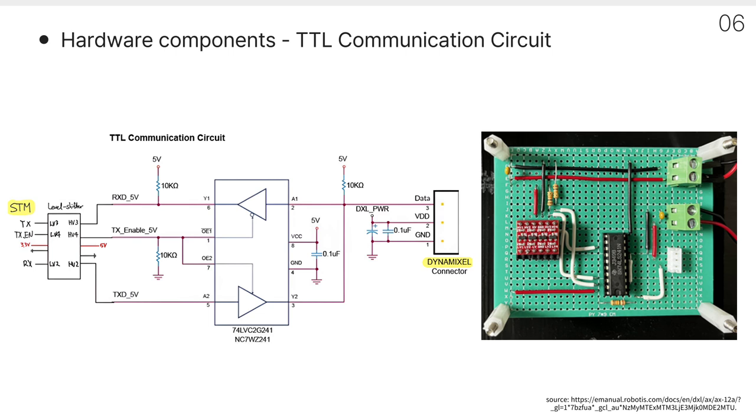To control Dynamixel with STM, a communication conversion circuit is required. This is because the half-duplex UART signal from the STM needs to be converted to the half-duplex signal used by Dynamixel. Additionally, the logic level of STM is 3.3 volts, while the logic level of Dynamixel is 5 volts, so a level shifter was used. The left photo on the slide shows the conversion circuit diagram, and the right photo shows the soldered version on PCB.